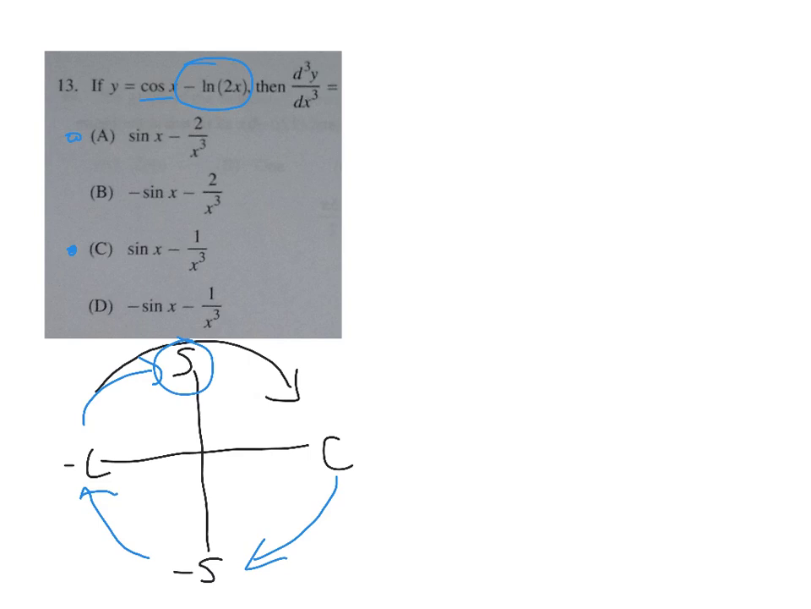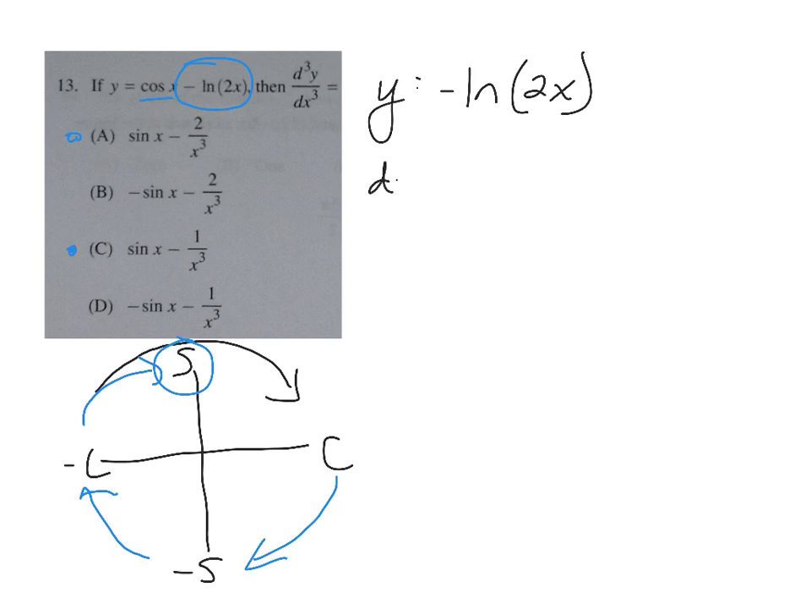Now you can do them all at once if you want, but for me, I'm just going to work my way through the third derivative of negative ln 2x. So I have negative ln 2x, and I'm going to find the derivative of that. So let's call that y.